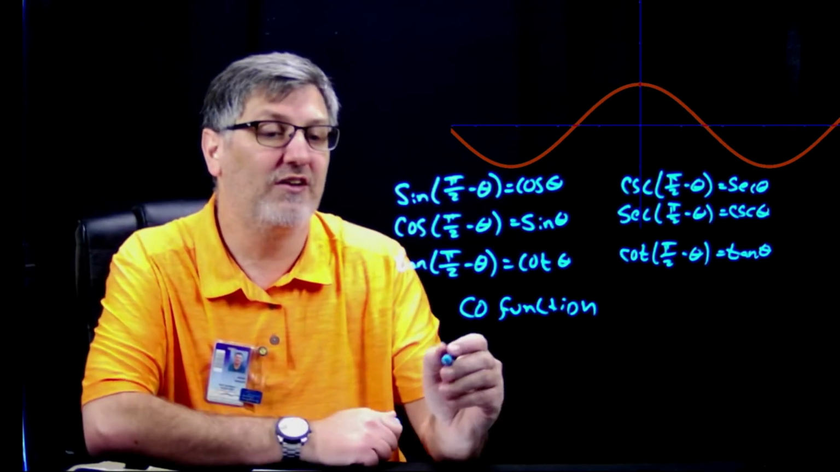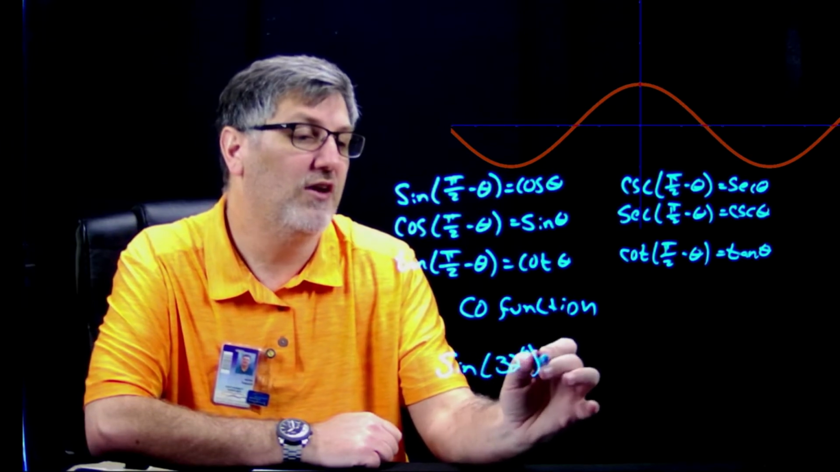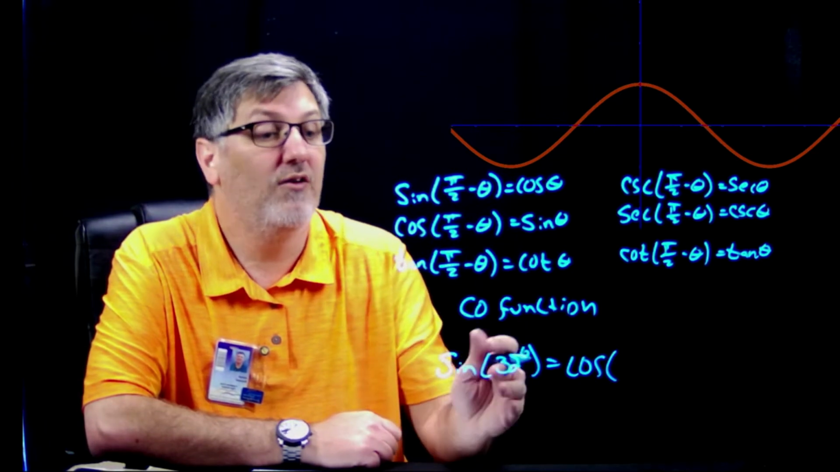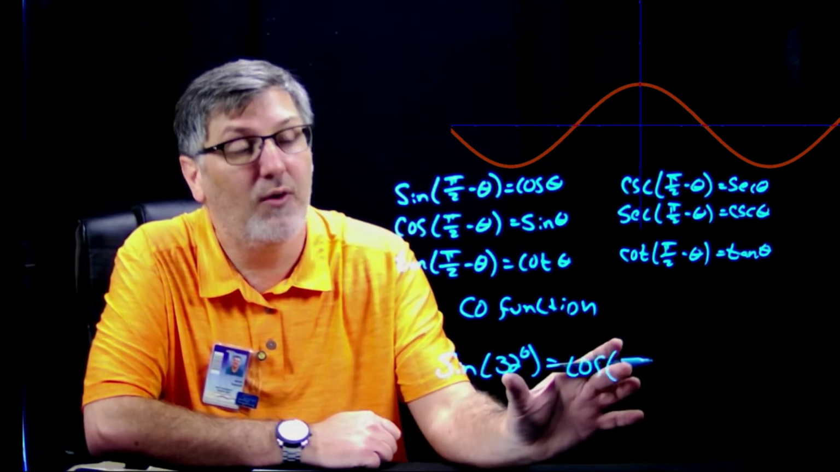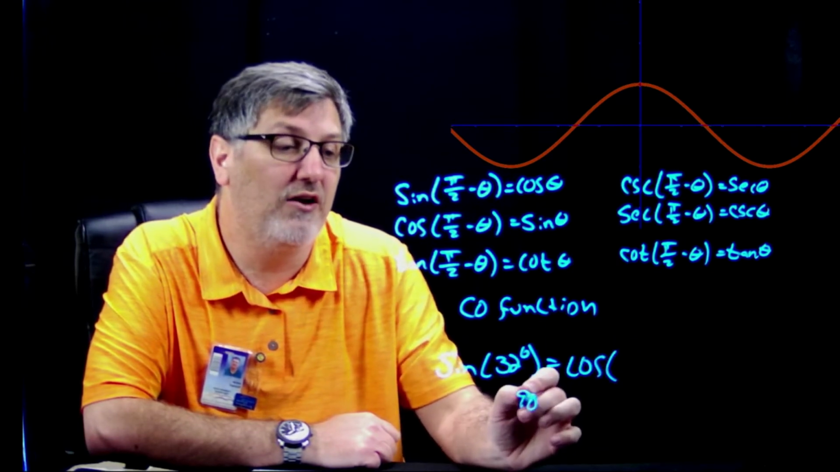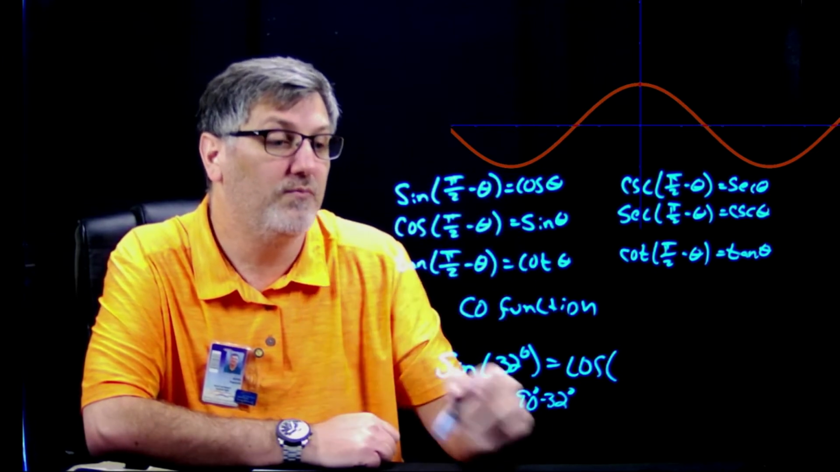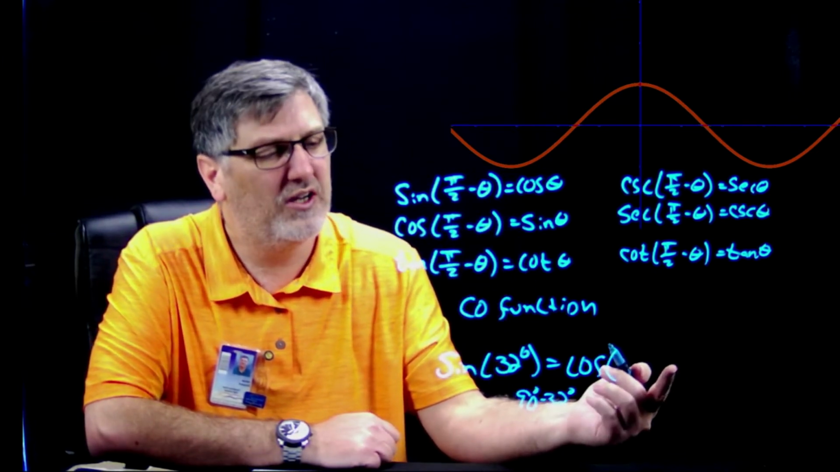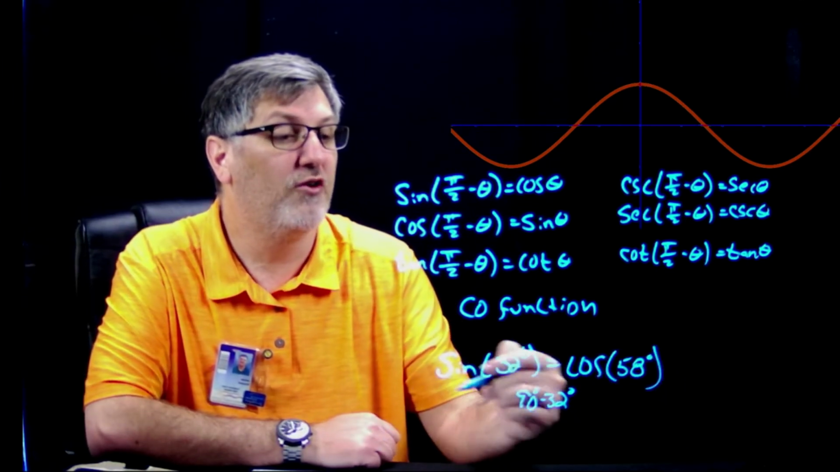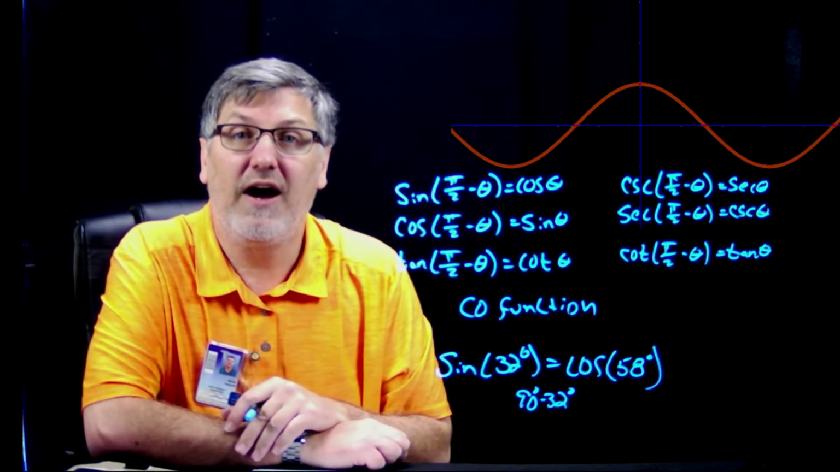So I can actually say something like, well, I know sine of 32 degrees is going to equal cosine of what? Well, all I need to do is know, hey, these two angles, when I add them, have to be 90 degrees. They're complementary. So all I have to do is do 90 degrees minus 32 degrees, which is basically what this is telling me to do. And I'm going to get 58 degrees. So sine of 32 degrees is the exact same thing as cosine of 58 degrees by using your cofunction identities.